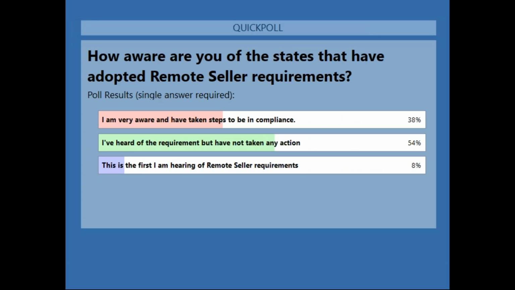Oh, okay, we have a blend here. Okay, so for those of you that have, okay, good. Wow, I would have thought it would have been a little bit different.